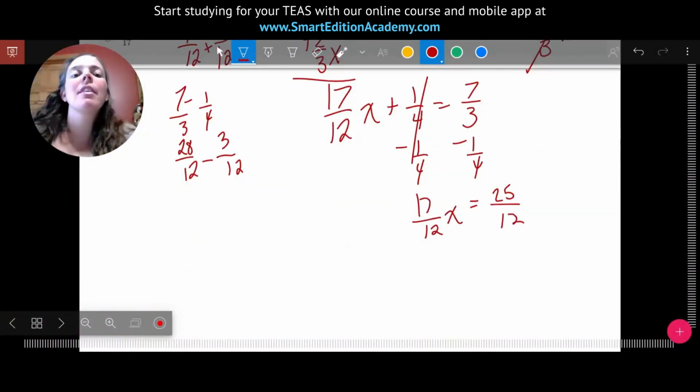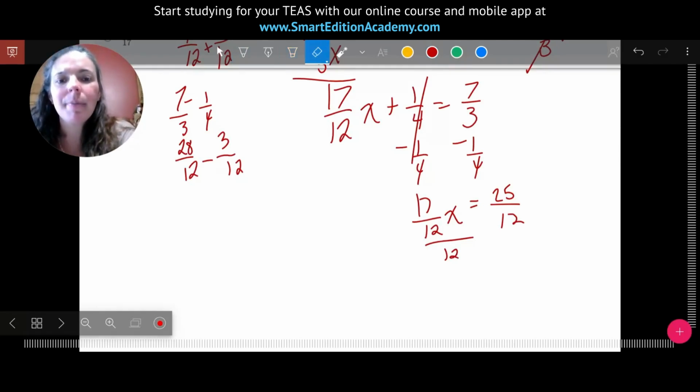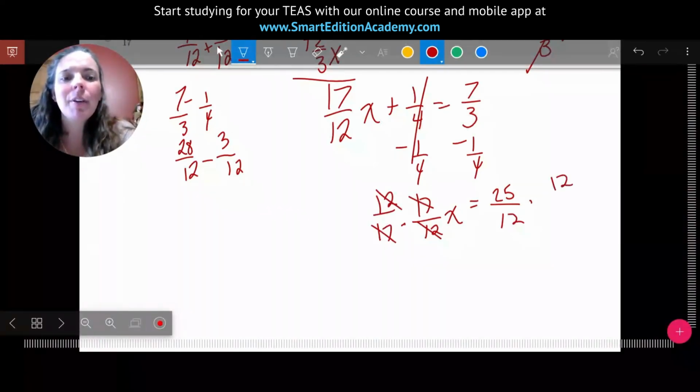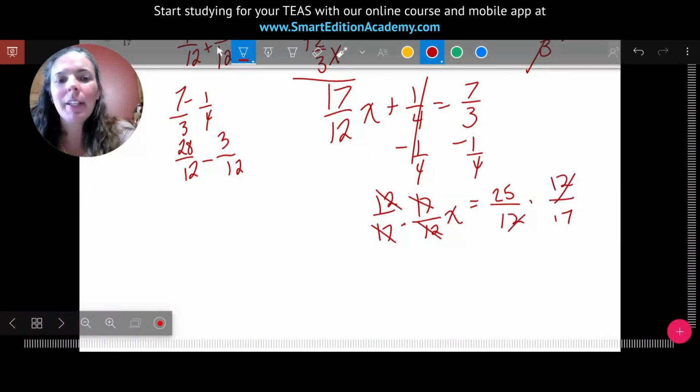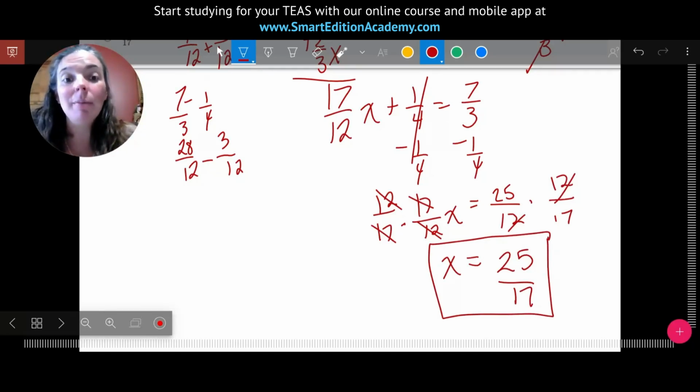Now, how do I get rid of this 17/12? It's 17/12 times x, so we could divide by 17/12, which is fine. You would just have to remember how to divide fractions. Or a little bit quicker of a way to do it is to just multiply by the reciprocal. So all that means is you flip the fraction. If I multiply by 12 over 17, what would be left is 25 over 17.